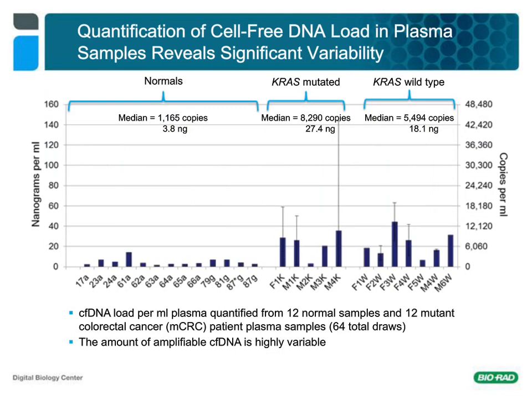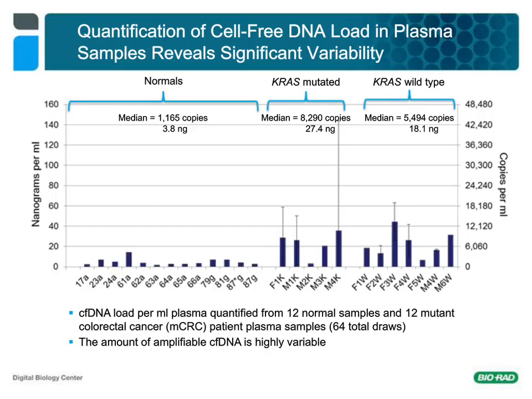In this first graph, cell-free DNA was quantified by using duplexed copy number assays on the 12 normal and 12 cancer patient samples, a total of 64 draws. Using ddPCR, it is clear that the amount of amplifiable cell-free DNA is highly variable, both across groups and across the draws for a given patient. The median value of cell-free DNA from normal samples was about 3.8 nanograms of amplifiable DNA, while the KRAS mutant samples had a median of 27.4 nanograms and KRAS wild type had a median of 18.1.